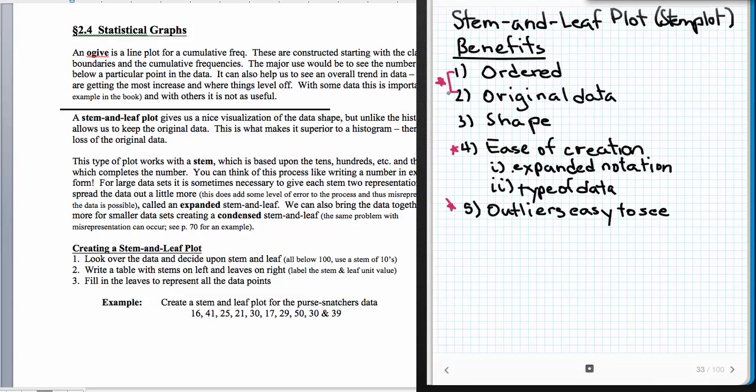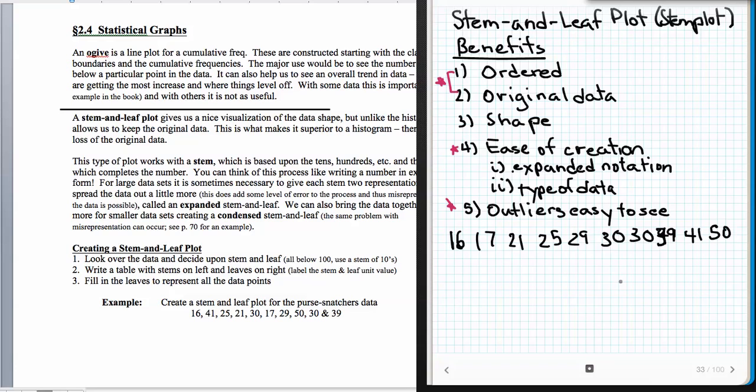Now everywhere I've put a star here, these are the things that make the stem and leaf a superior way of seeing the shape of the data as compared, for instance, to a histogram. So the first thing we need to talk about is the purse snatcher data in terms of the type of data we have. So remember, we had 16, and then we had 17-year-olds, and then we had a 21-year-old and a 25-year-old and a 29-year-old and a couple of 30-year-olds and then a 39-year-old and then a 41-year-old and then that 50-year-old.